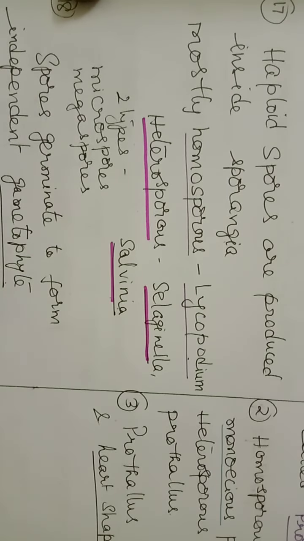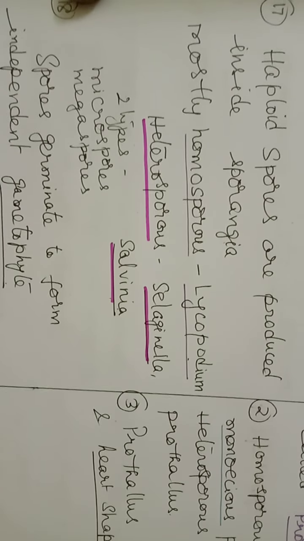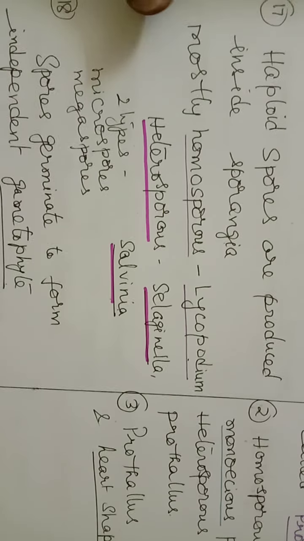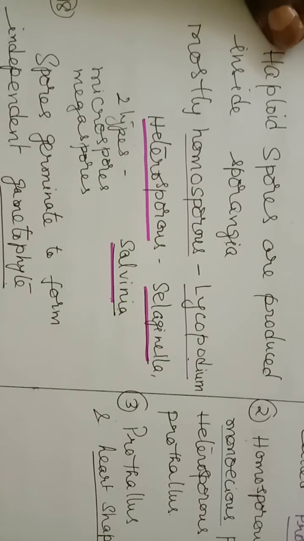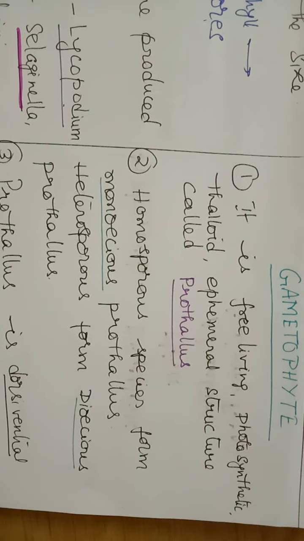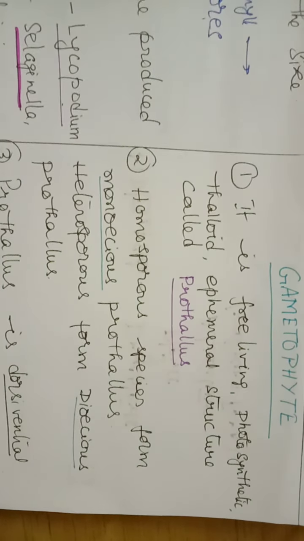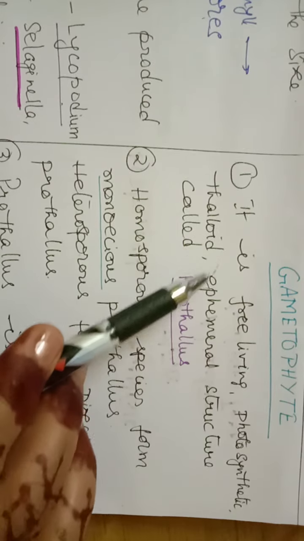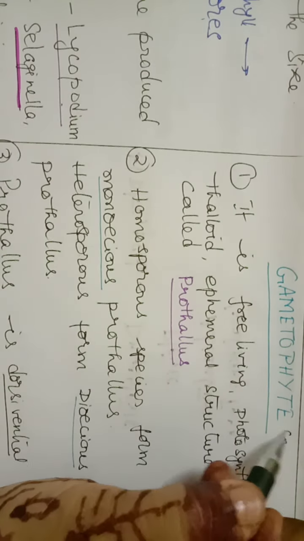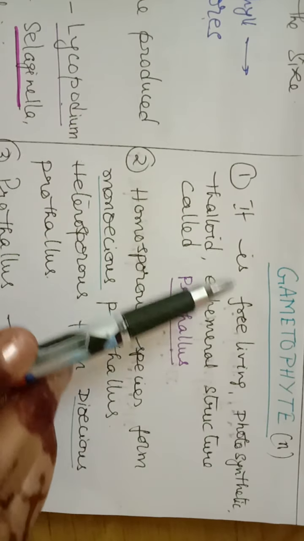Spores will germinate and form independent gametophyte. So spores, they are the first cells. Once the spores germinate, the gametophytic generation will start. Now let us see what the features of the gametophyte are and how it reproduces. So first we can describe what a gametophyte is. First thing, you know, it is a haploid stage. So a gametophyte is haploid.